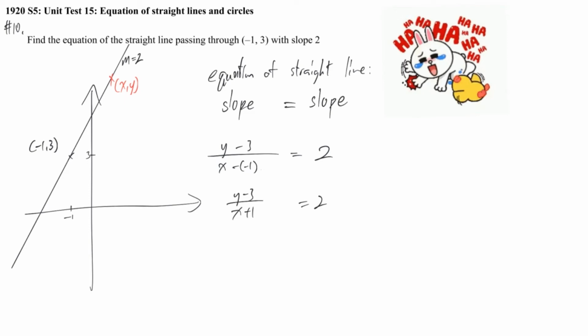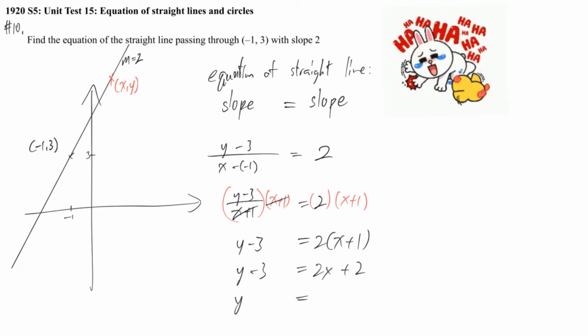I hate fractions, so I multiply both sides by x plus 1. Therefore, y minus 3 is equal to 2 times (x plus 1). Y minus 3 is equal to 2x plus 2. And y alone is equal to 2x plus 5. This is called the slope-intercept form, and the major advantage is it gives us the slope and the y-intercept directly.